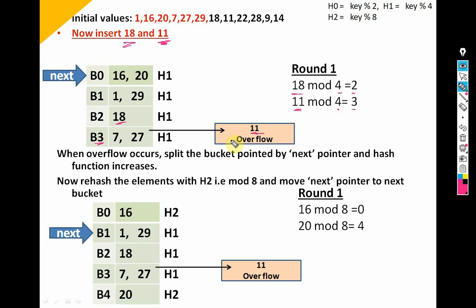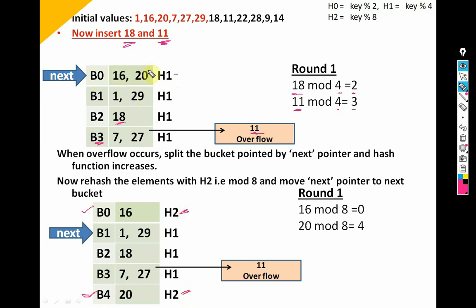When there is overflow, the 4 points to be observed. The next pointer, we need to split the bucket with the next pointer. That is the reason the B0, now previously you are having B3, now you have got B4. The split occurred. Hash function is to be increased. The H1 became H2.